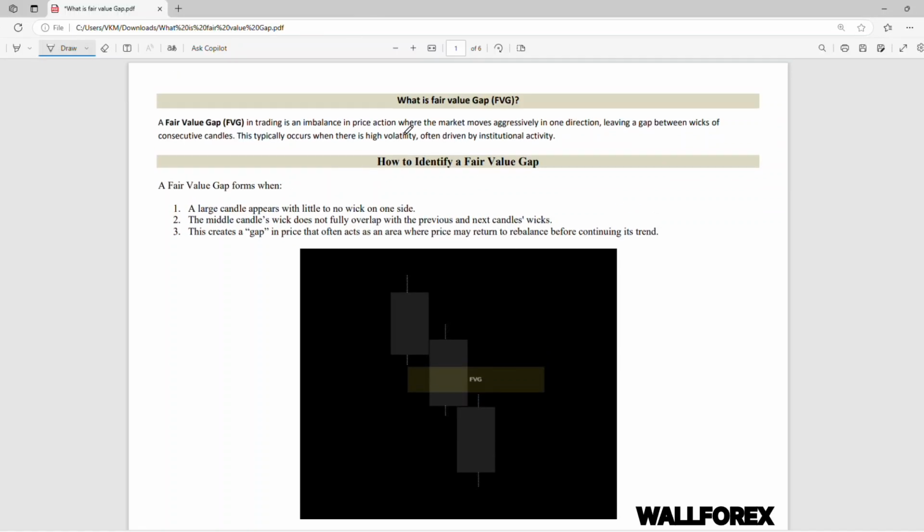In this video we are going to break down what a fair value gap is, and how you can use the fair value gap concept in your trading to increase your profitability.